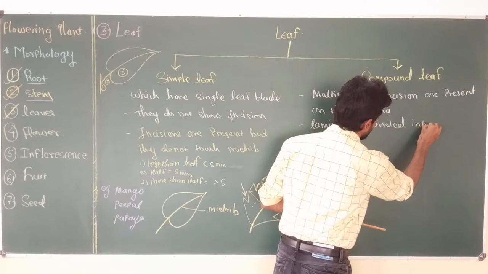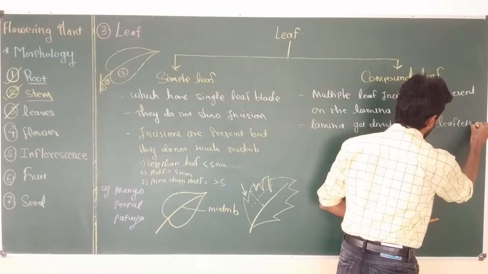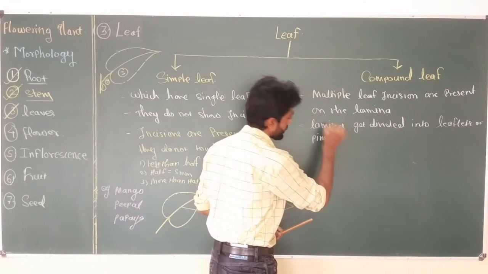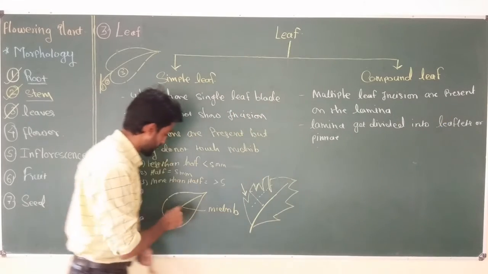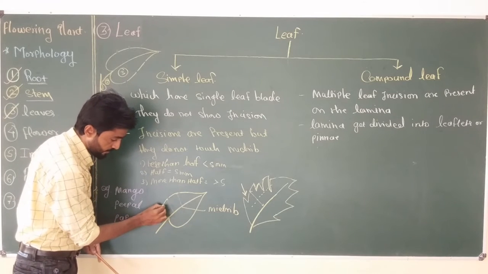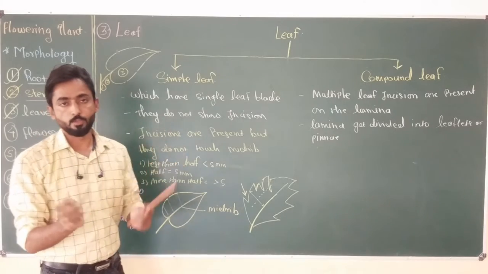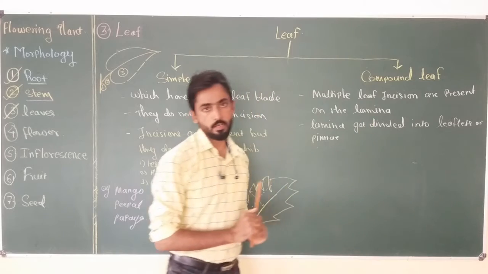into leaflets or pinnae. So leaflets are nothing but the segments of the lamina which occur due to incision. Incision reaches up to the midrib, so that the entire lamina gets divided into a number of different small segments, and they are called leaflets or pinnae.